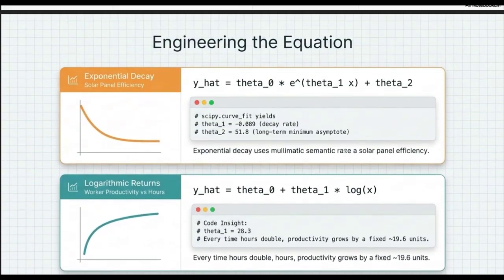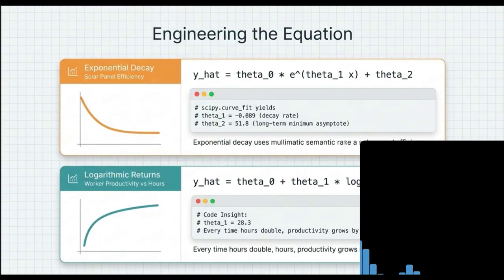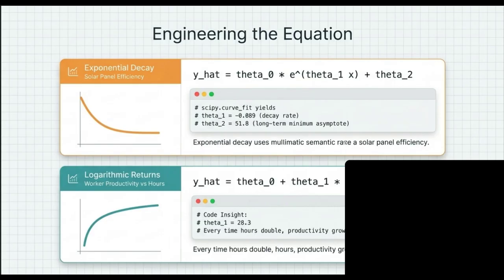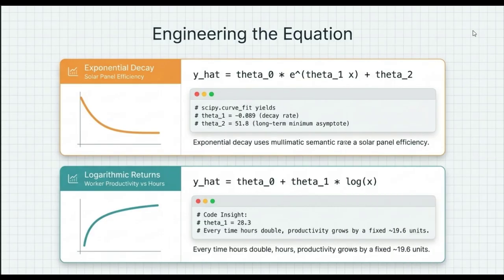Right. The real-world truth is that your first few hours of work yield huge results. But as you get to hour 8, 9, or 10, your brain is tired, you're experiencing burnout. Oh, absolutely. The later hours have steeply diminishing returns. The math shows that every time you double your hours, you only yield an additional 19.6 units of productivity. It slows down logarithmically. Exactly. You are engineering the mathematical equation to match the underlying psychology of the problem.